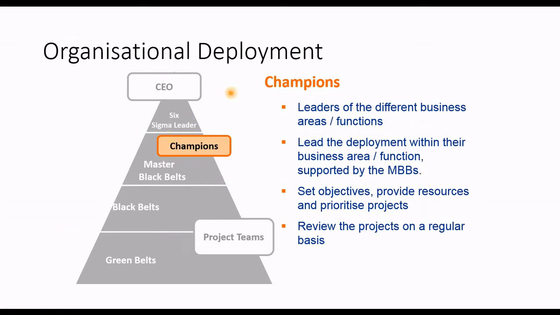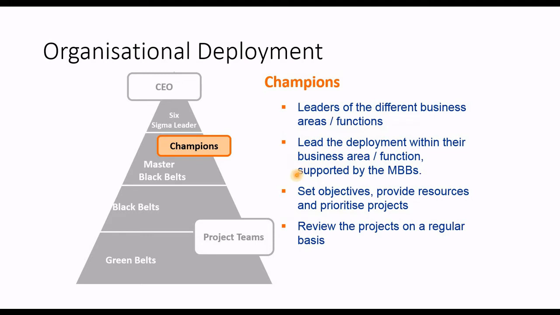Now, who are the champions? Champions are the leaders of the business areas or business functions or the departments. For example, the head of production can be the champion in the Six Sigma project team. The business head or the leader of maintenance department can be the champion of the Six Sigma project team, and so on. But what does he do? The champion leads the deployment in his particular department or his particular function.